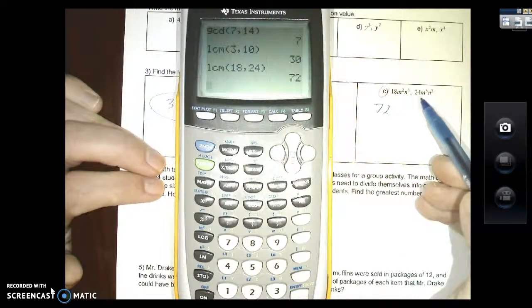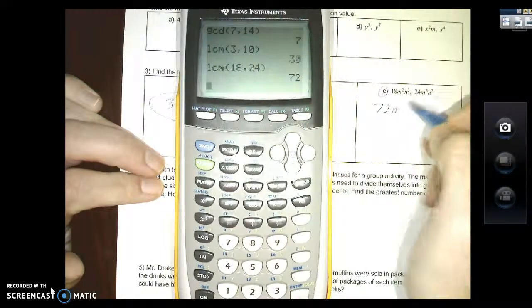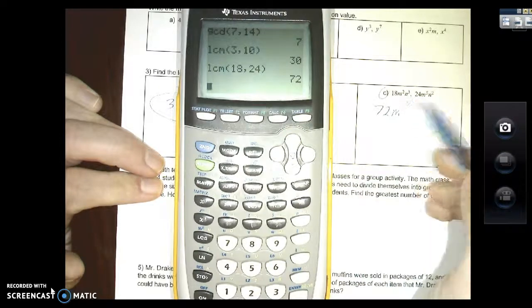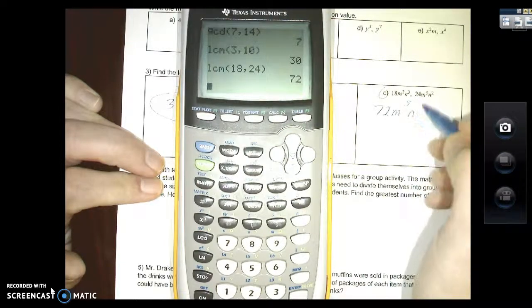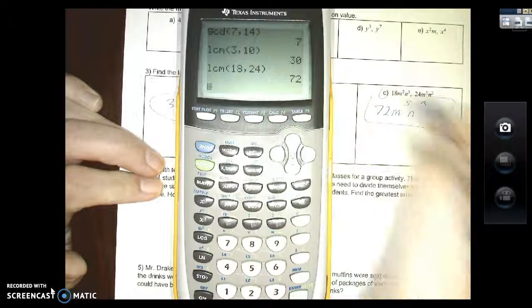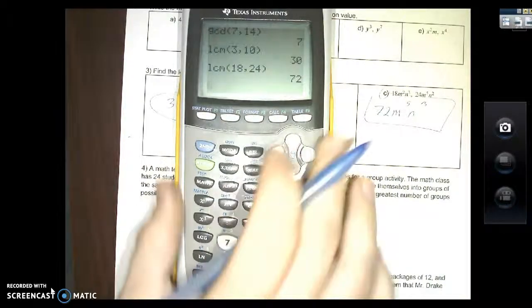M squared or m to the 5th. M to the 5th is higher. N cubed, n squared. N cubed is higher. Done. Okay, wonderful. Alright, here are 2 nice word problems for us to take a look at.